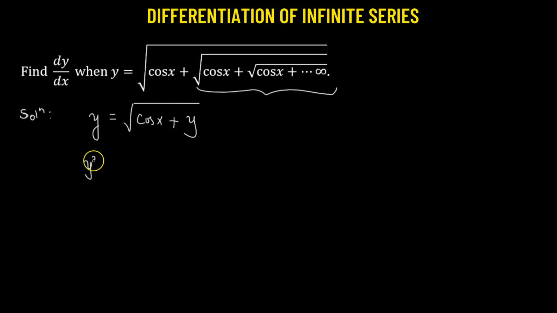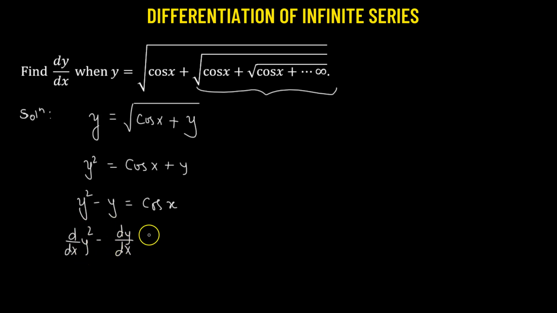Now we'll square both sides to get y squared equals cosine of x plus y. We'll transpose y to the left hand side to get y squared minus y equals cosine of x. Now we'll take the derivative of each term on both sides. So we have the derivative with respect to x of y squared minus the derivative of y with respect to x equals the derivative with respect to x of cosine of x.